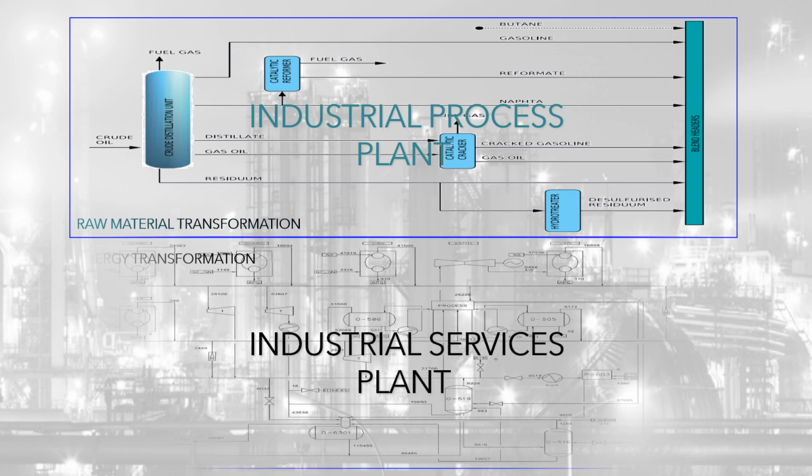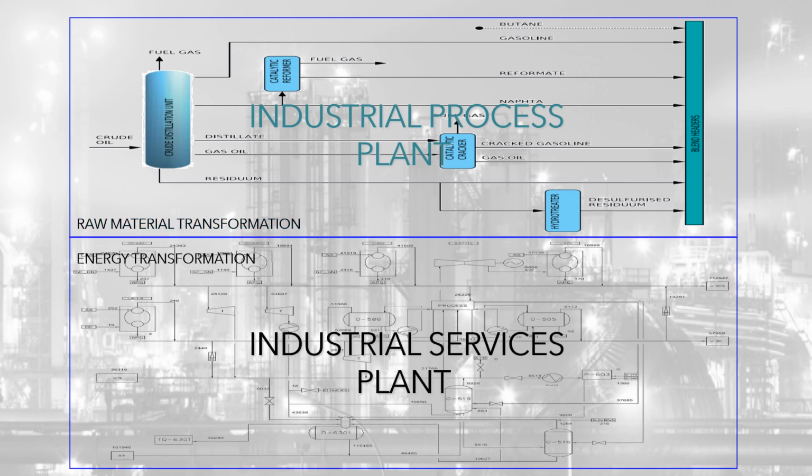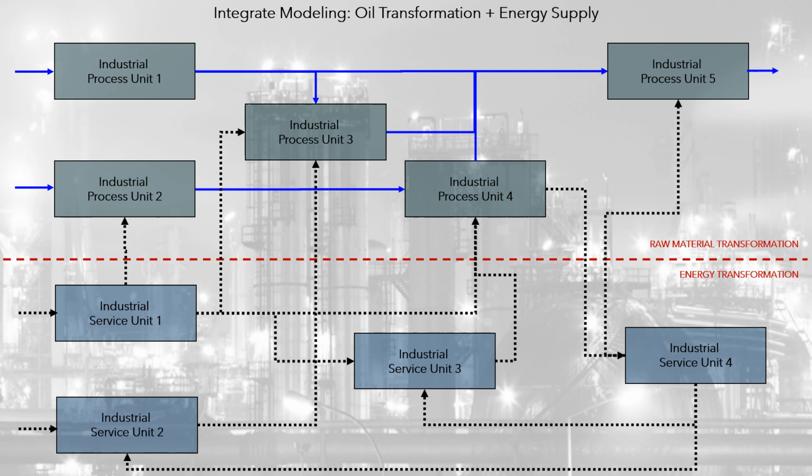An industrial services plant, where the transformation of energy sources is carried out, to meet the different forms of energy required by the process plant. Connectivity between the 2 processes is based on the consumption of auxiliary services, directly and/or indirectly, carried out by the units to carry out the processes that allow the transformation of raw materials into refined products, consumption that is a function of the so-called level of activity of the units.